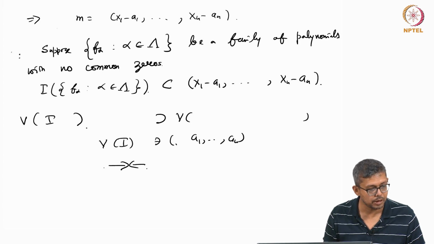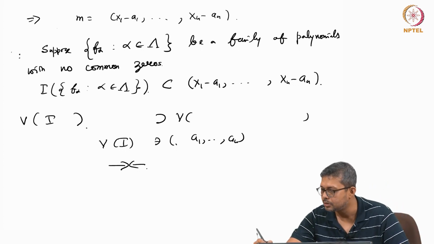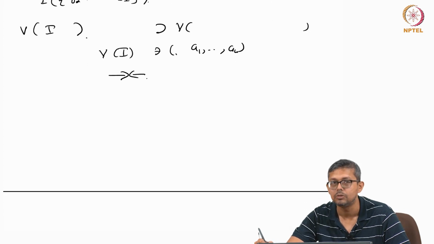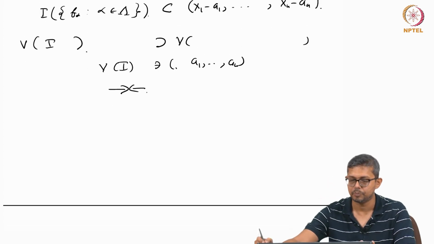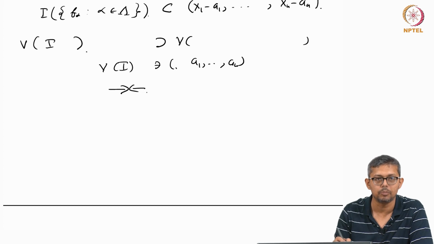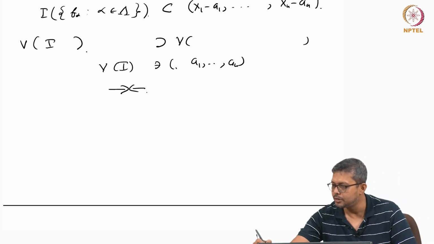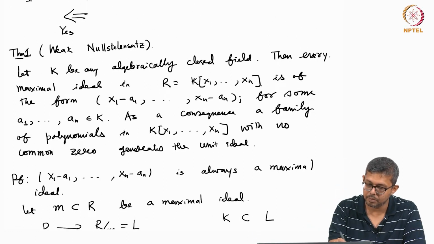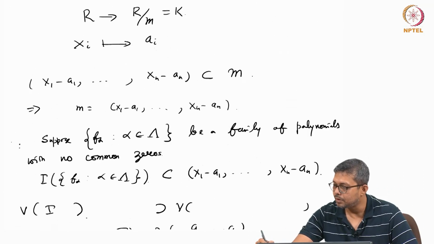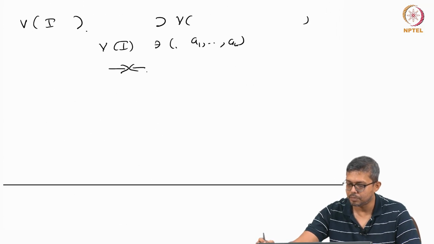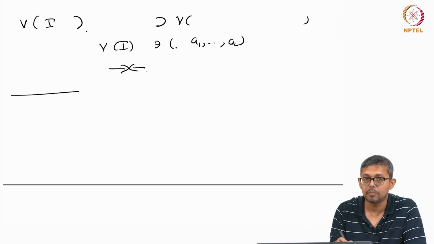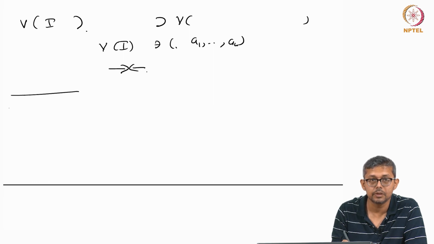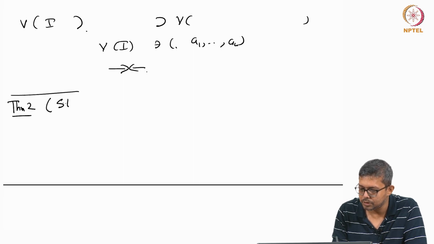So, this is the weak Nullstellensatz. Now let us prove the strong Nullstellensatz. We will use the weak Nullstellensatz in the proof. So now here is the theorem, let us write Theorem 2, strong Nullstellensatz.